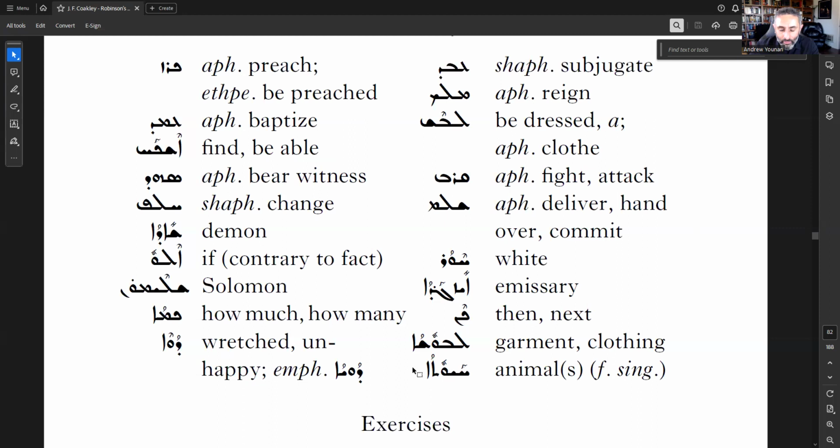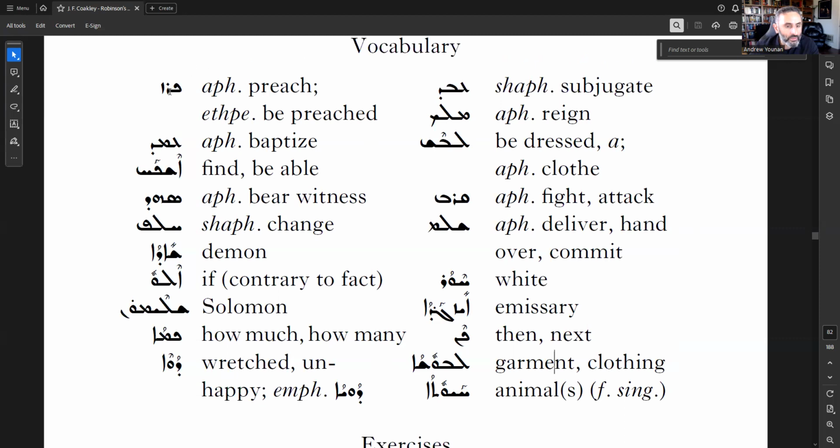Hautha or hayutha, animals, living things literally. Kriz, the up of kriz is to preach or to be preached in the passive. Amad, a'amid is to baptize. Ishkah is to find or to be able. Shid, the up'al of shid is ashid, means to bear witness. Hlap means instead of, and then the shap'al of hlap is shahlip. Shahlip is to change something, to cause something to be different.